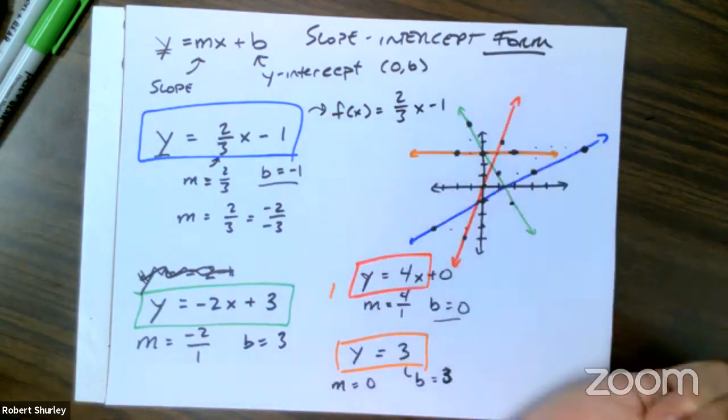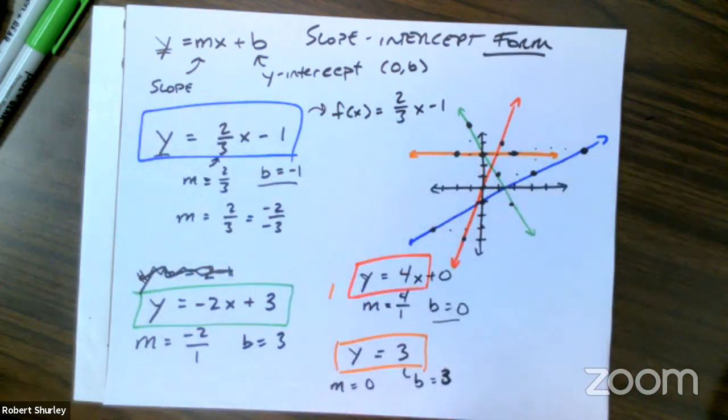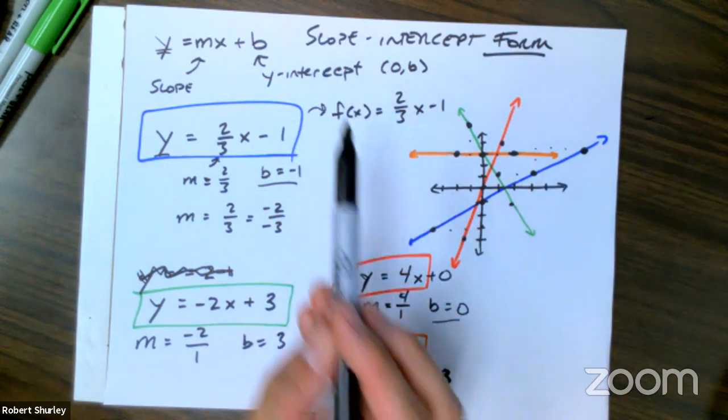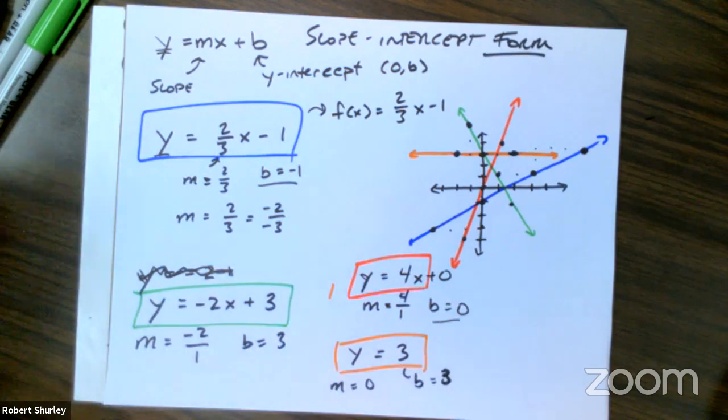So if I wanted to write this blue one as a function, well, it's just f of x equals 2/3 x minus 1, right? That's all you have to do because the y is already by itself. You don't have to change anything. So another part that's nice about this equation is that it really, in a way, is already written in function notation. You just replace the y value with f of x.